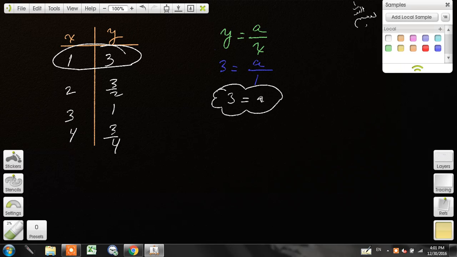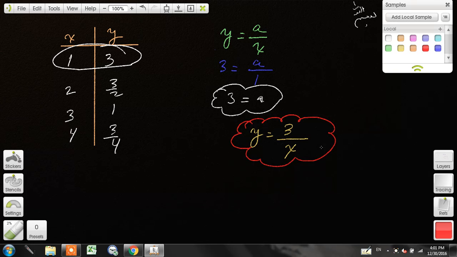So now if this was the inverse variation, then the equation would be y equals 3 over x, right? This is the equation for the inverse variation if this set of data was an inverse variation. Okay, let's check it out. So we used this to figure this out. Okay, when x is 2, what should y be? Is it 3 over 2? Oh, it works out, doesn't it?